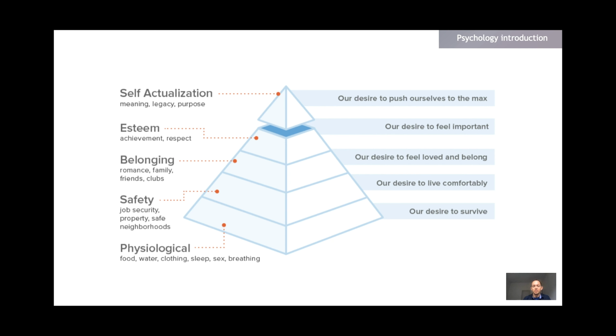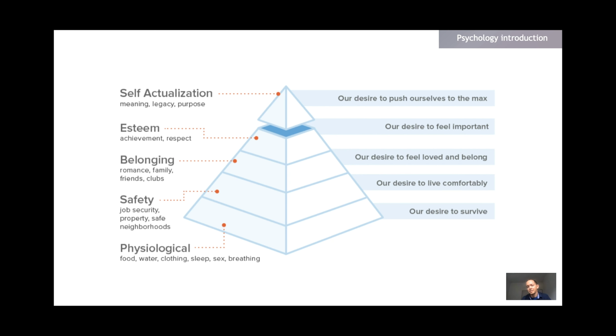We start with the physiological needs like food, water, clothing, and so on. Then the safety needs, job security, property, and so on. Then we go to belonging, romance, family, like being part of a community, being part of a group. Then we look at esteem, which comes with achievement, respect, self-respect, and so on. And eventually we move towards self-actualization. We find some meaning, we leave our legacy, we have a purpose that we work for.